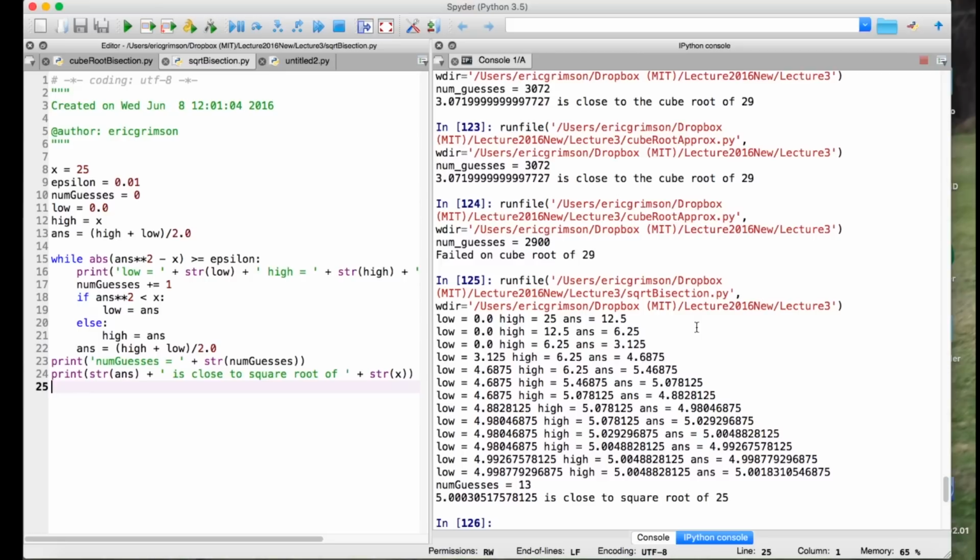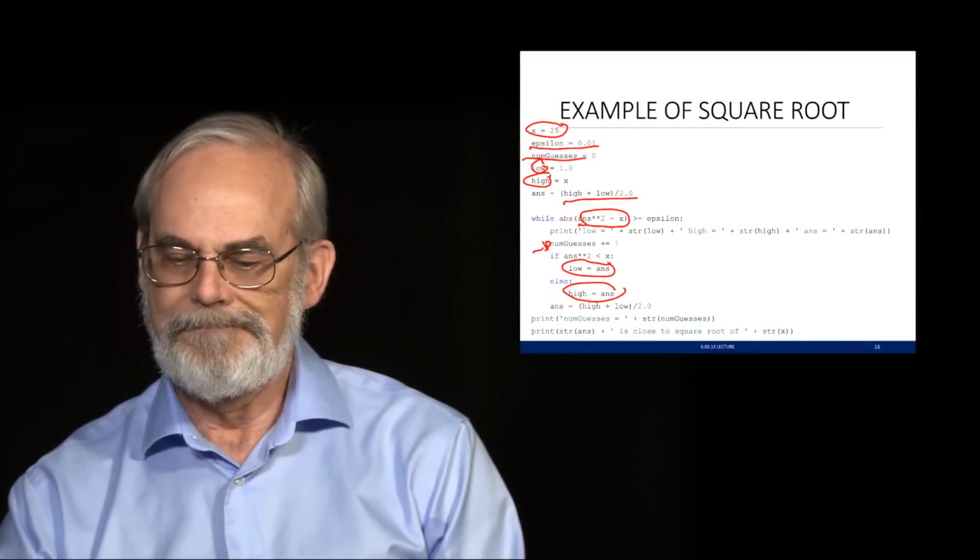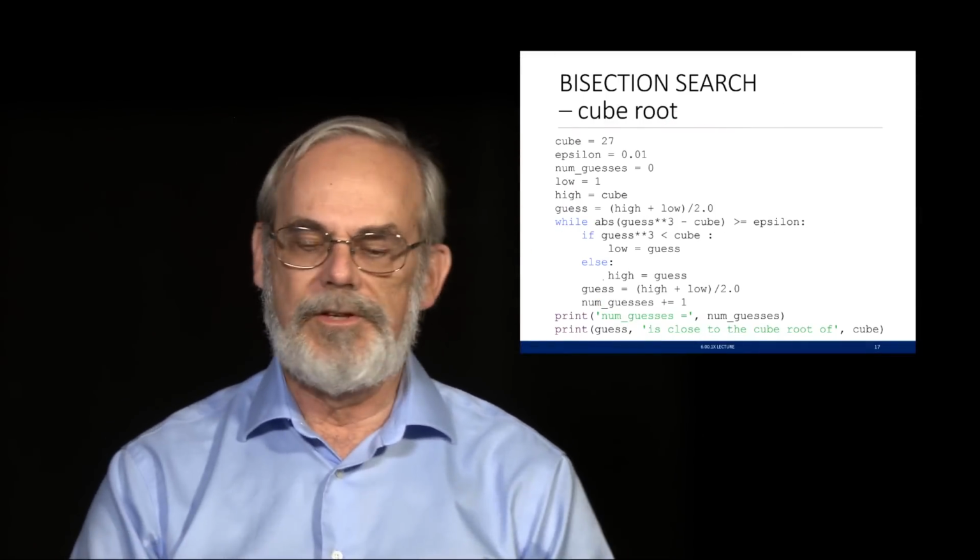And notice how quickly it zeroes in. It starts off with low 0 and high 25. And then it says low 0 and high 12.5. And then low 0 and high 6.5. You can see if you look at the printout how quickly it narrows in on the range. That's really cool. Okay? Do the same thing with cube root.